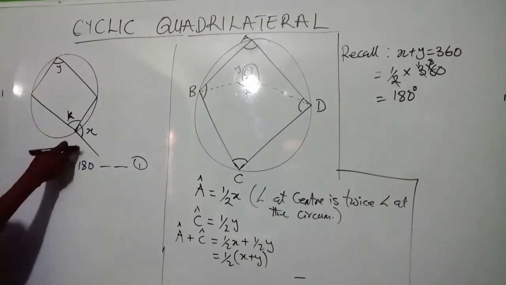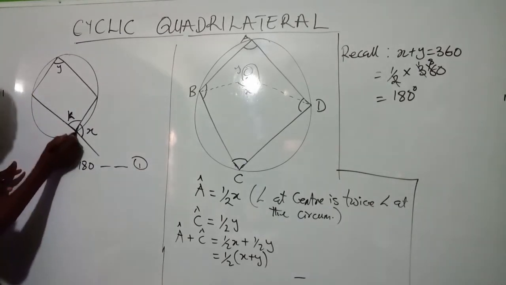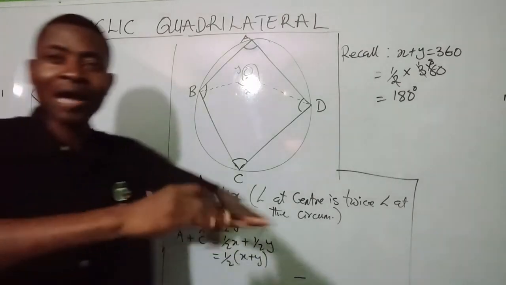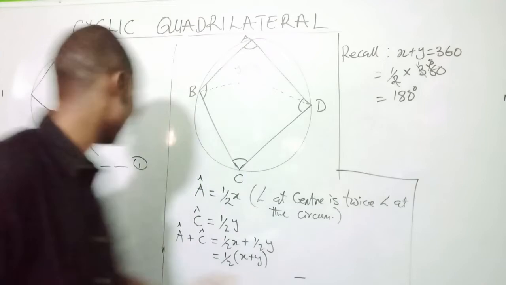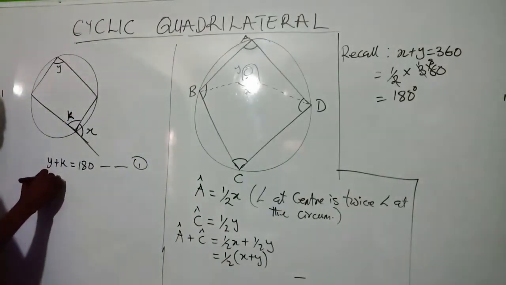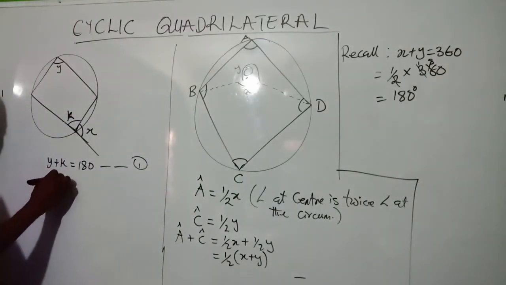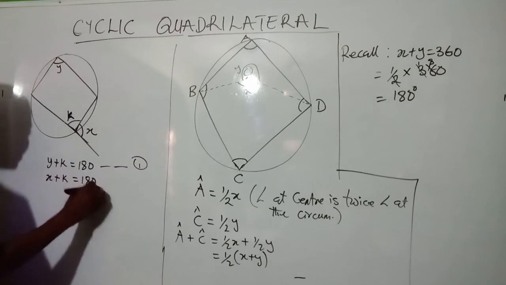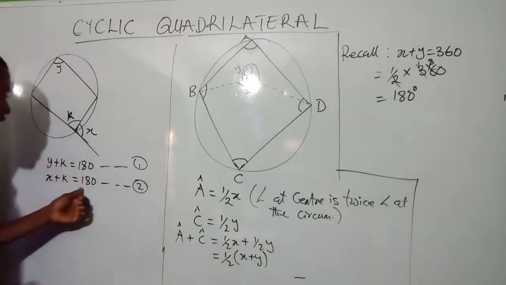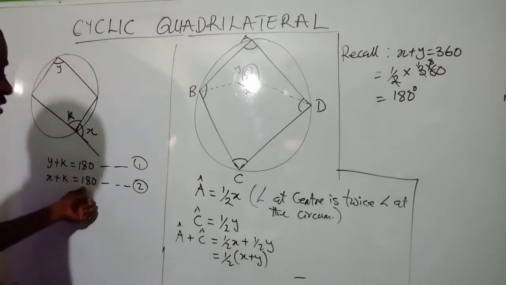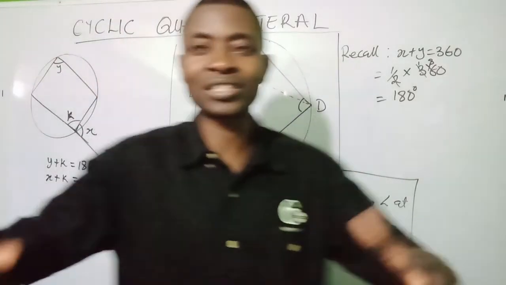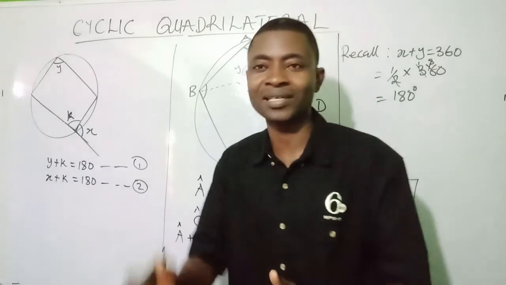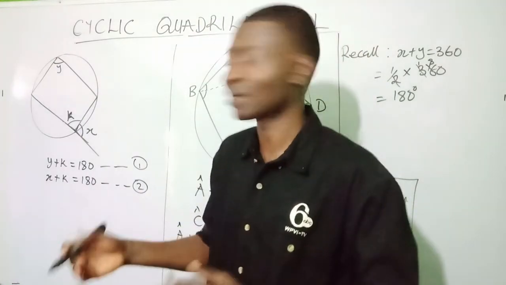Now, let's come back again. Looking at it, this is a straight line. Remember that the sum of angles on a straight line is also equal to 180 degrees. That means that x plus k is also 180 degrees. Call this equation 2. And what is the reason for the second one? The sum of angles on a straight line is equal to 180 degrees. It's very important you write that out.